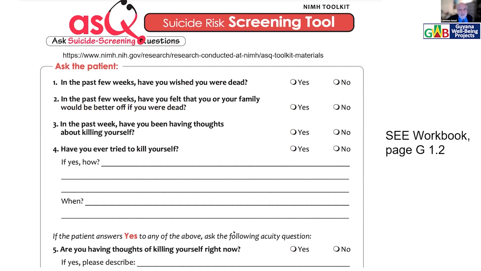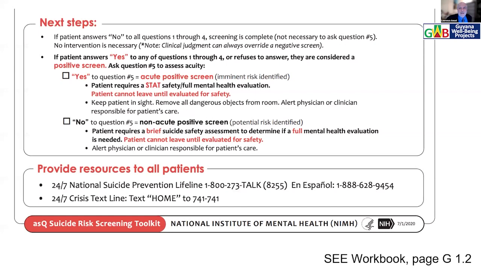Have you had thoughts of killing yourself right now? If a person has thought of killing themselves right now, that's an acute risk, and that person must be evaluated either in an emergency room or by a mental health professional before they are allowed to leave your office, assuming this is taking place in an office.